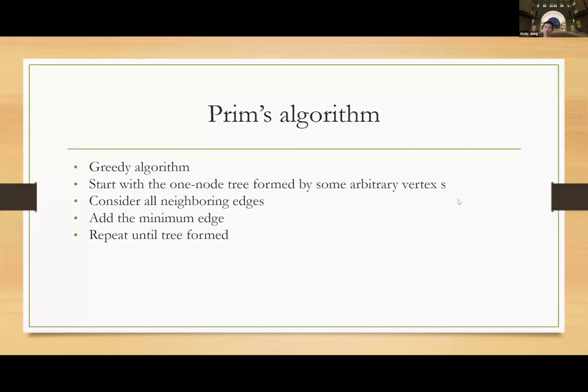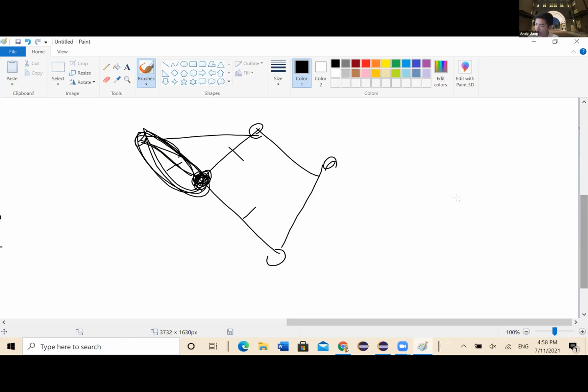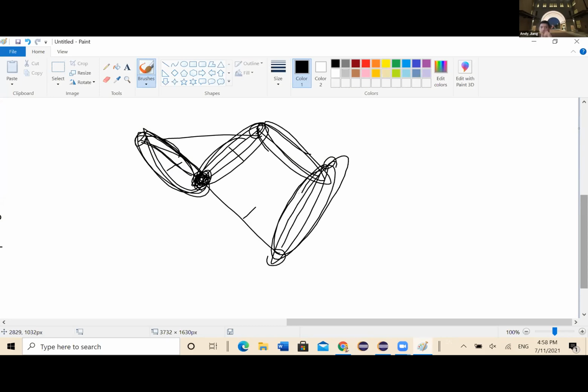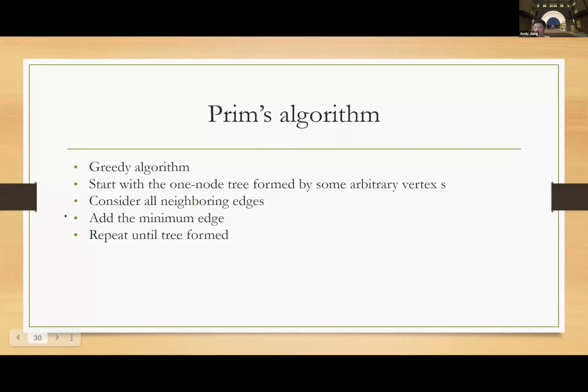So you keep doing this until you add n-1 edges, such as this maybe. So those 4 edges form a spanning tree, and it looks like the minimum spanning tree. We keep doing this. We added 4 because there are 5 vertices. And then we get the tree.